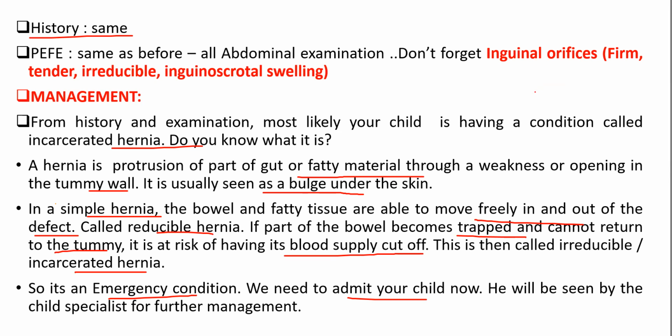How do we know if it is a reducible hernia or an irreducible hernia? Very easy. The reducible hernia will be freely mobile and the child will not complain of pain in that area. There will be no vomiting. But when it is an obstructed hernia, that means the lump is not reducible anymore. It will be tender and sometimes, especially if it is a blocked bowel, they can also have vomiting. Okay, so that's your incarcerated hernia case. Any questions, guys?